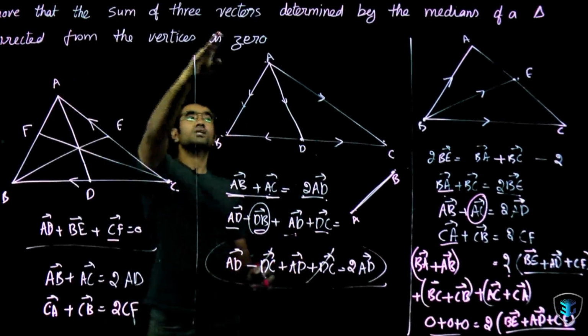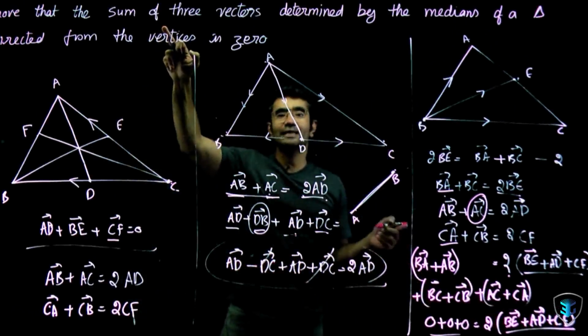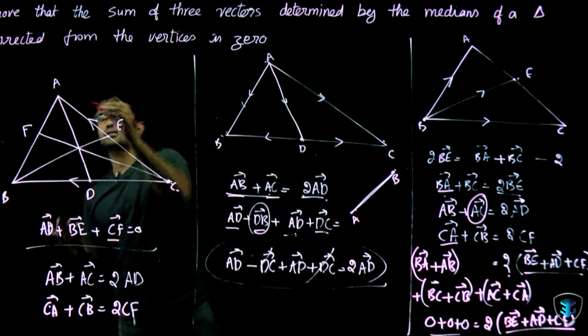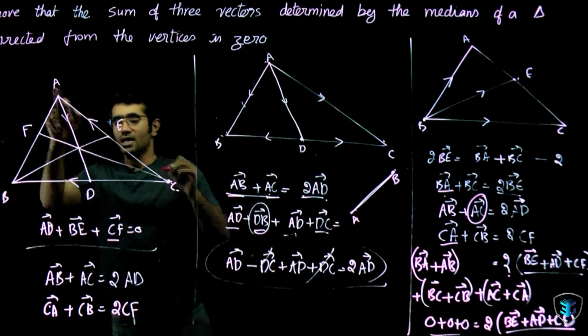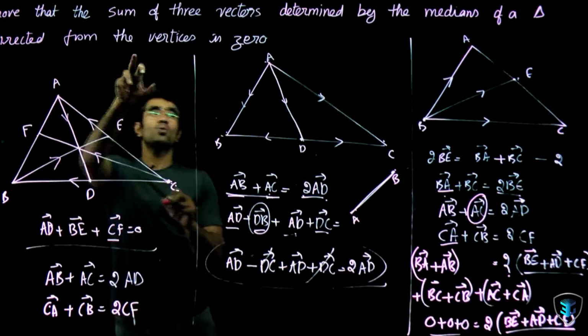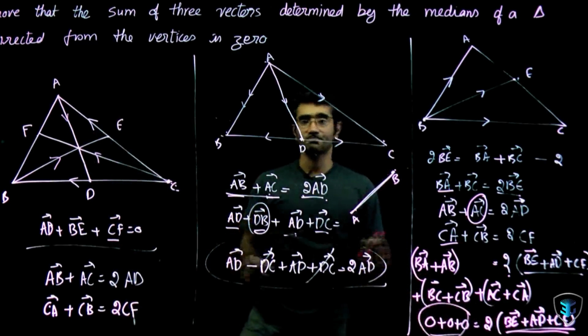That proves that the sum of 3 vectors. Which are the 3 vectors? These are the 3 vectors which represent the medians of a triangle directed from the vertices, that is AD, BE and CF, and their sum will be 0. Because if you add these, you get 0 divided by 2, which is 0. Beautiful, guys.